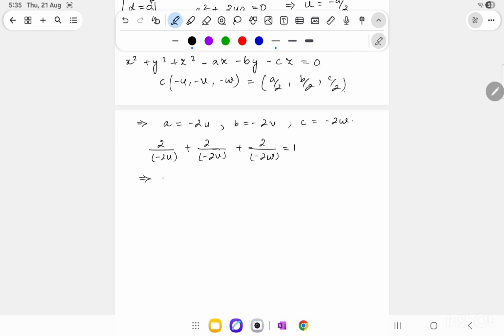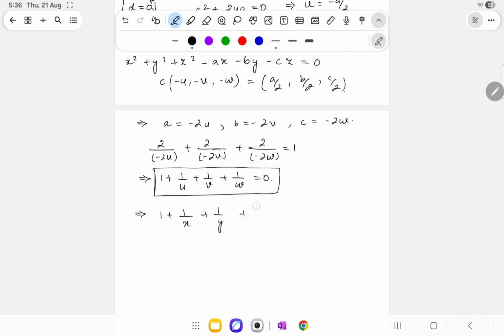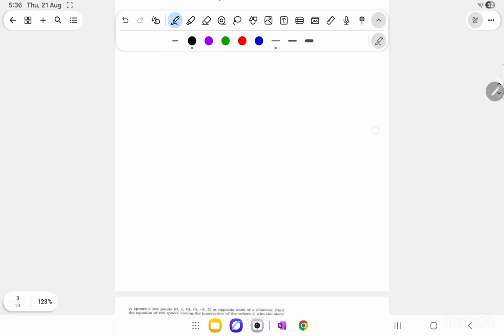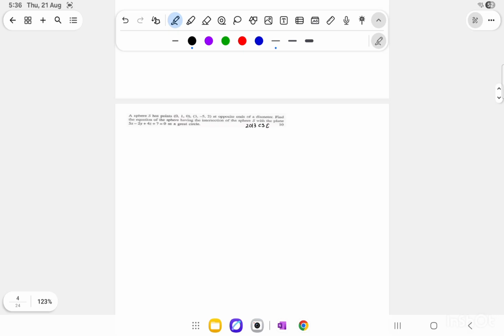So if I further simplify it, I'll get 1 plus 1/u plus 1/v plus 1/w equals 0. So this is the locus of the center of the sphere, where the center of my sphere is (-u, -v, -w). So this is the required locus. So I can also write it as 1/x plus 1/y plus 1/z equals 0. So this is the required locus of the sphere. So now let's move on to the next question.